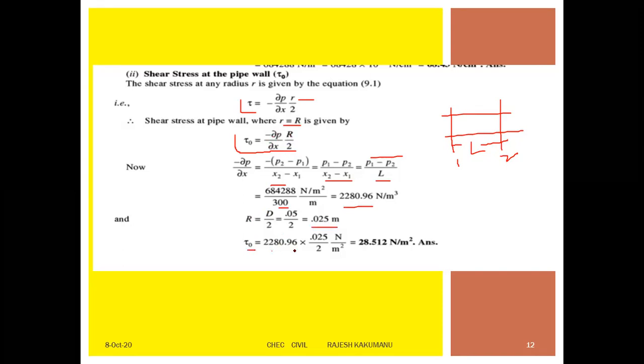Therefore, substitute the value directly. So you are getting the tau value 28.512 Newton per meter square. That is the shear stress at the pipe wall. Understood? Shear stress at the pipe wall.